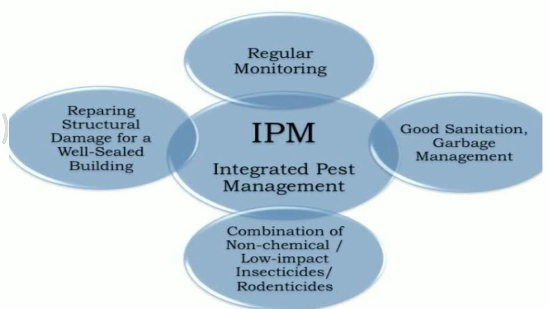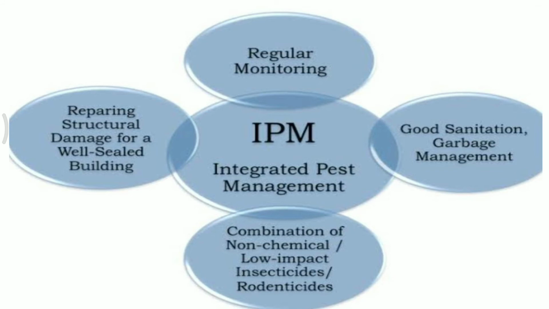IPM is known as integrated pest management, and it is a technique which is used to control the pest in the croplands. There are various techniques which should be followed in order to maintain or control the pest in the crop fields. First of all, we should do regular monitoring. We should always check the condition of the leaf, the plant, the roots. Everything has to be checked on a regular basis. Good sanitization and garbage management are to be done.